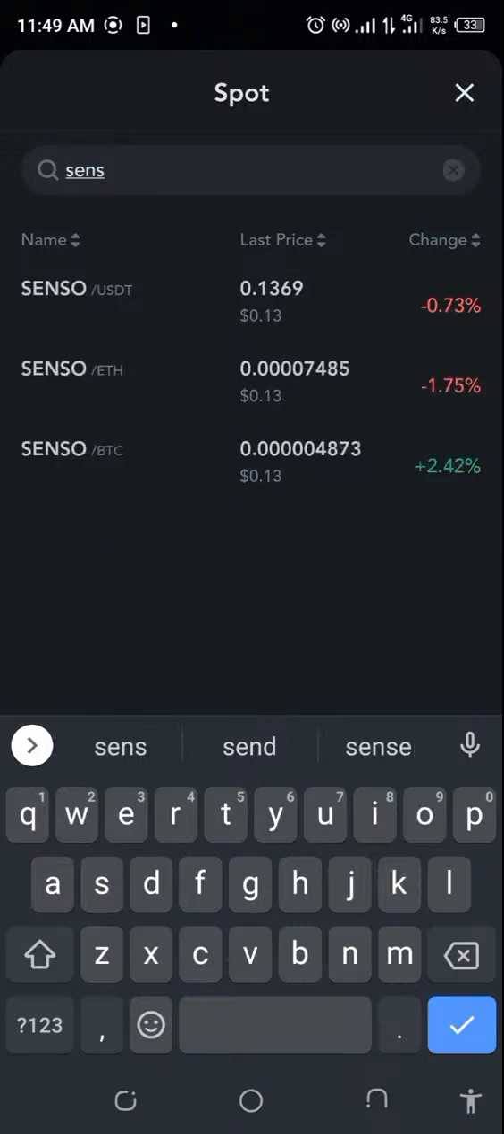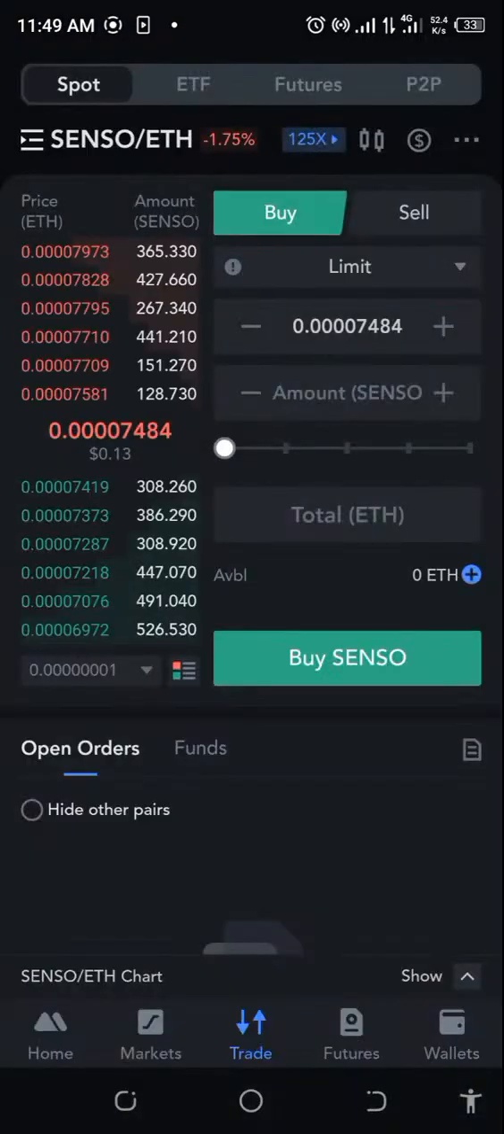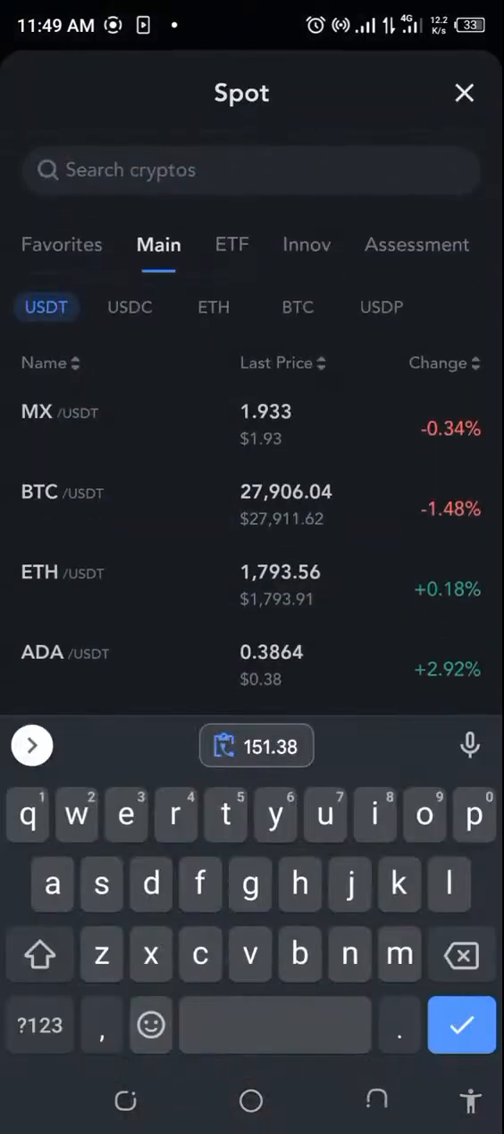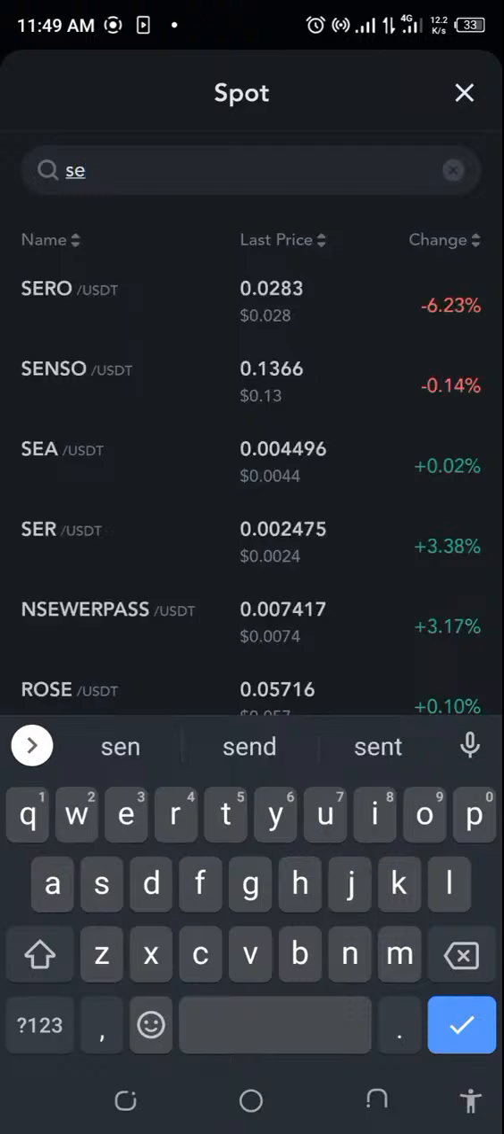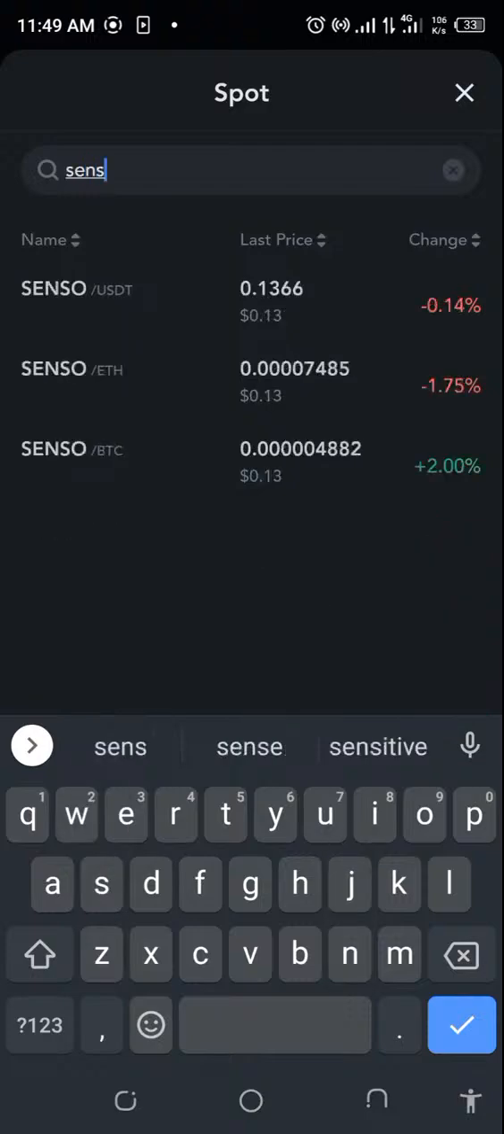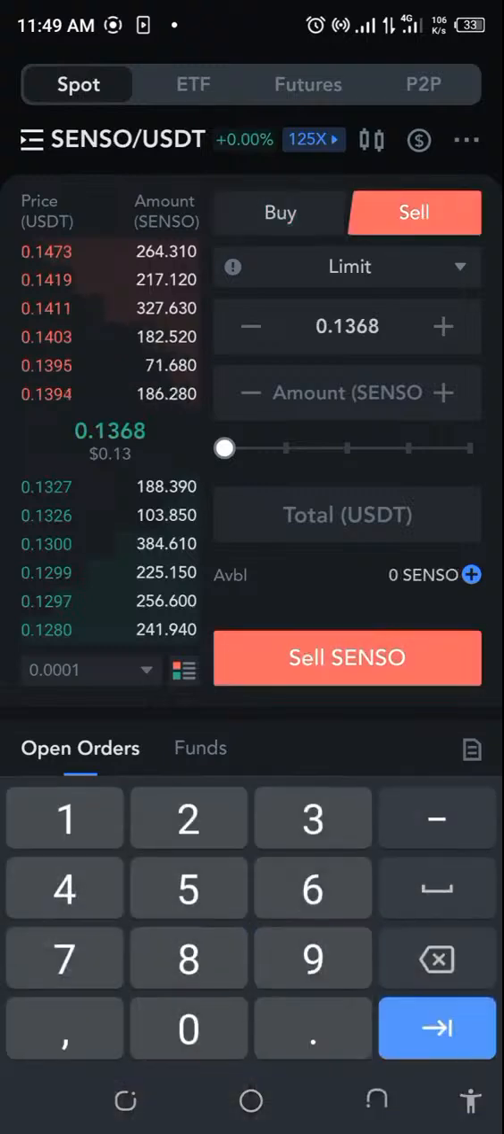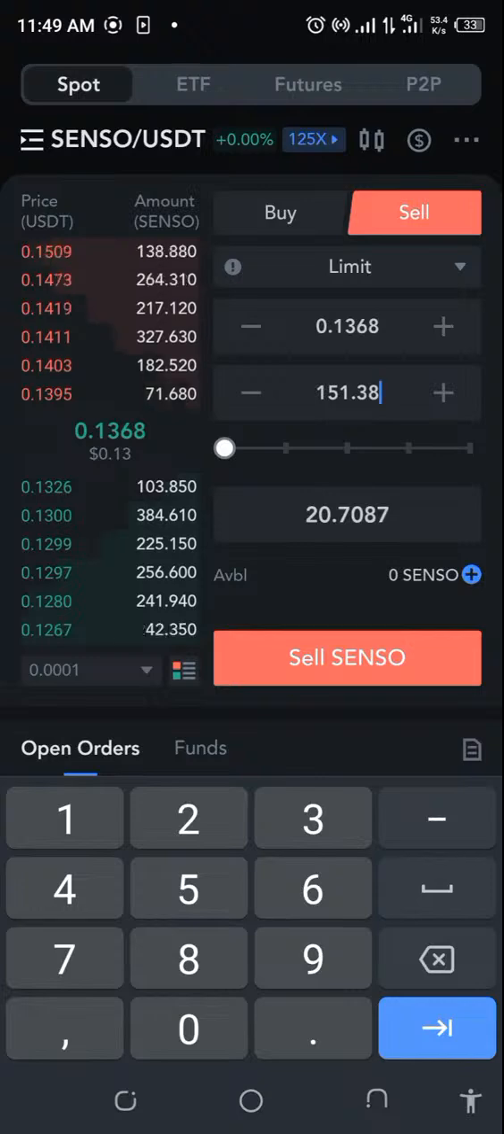Senso ETH. Okay. And then we paste in our ETH here. Wow, looks like this is gonna work. Okay, well, let's go ahead and finish it up. Here you go to Senso USDT. And then we sell. Okay. Wow, looks good. Let's try this out.